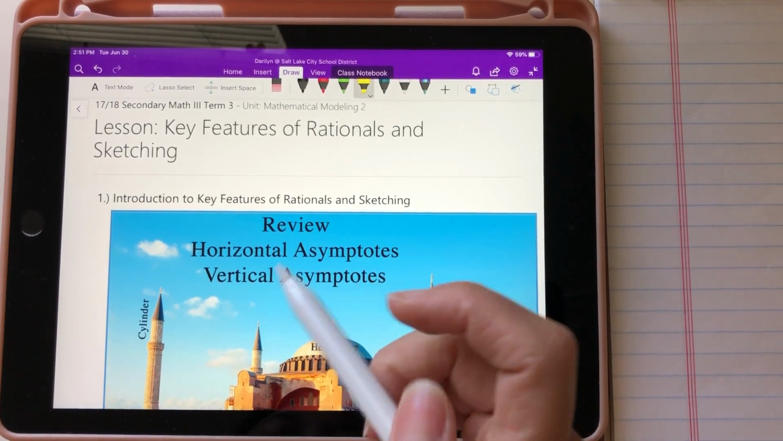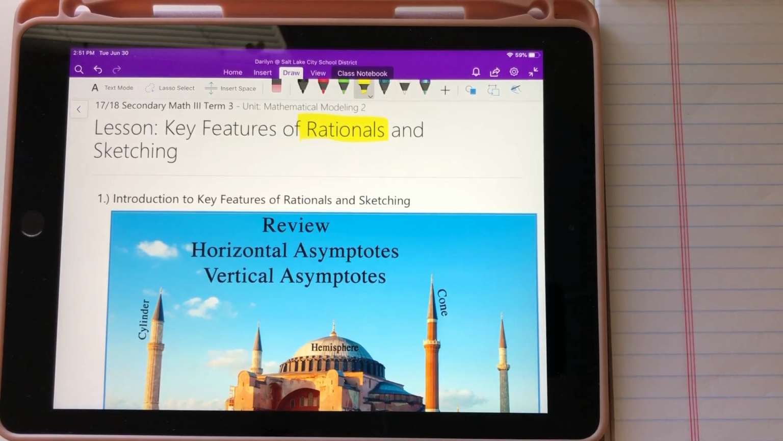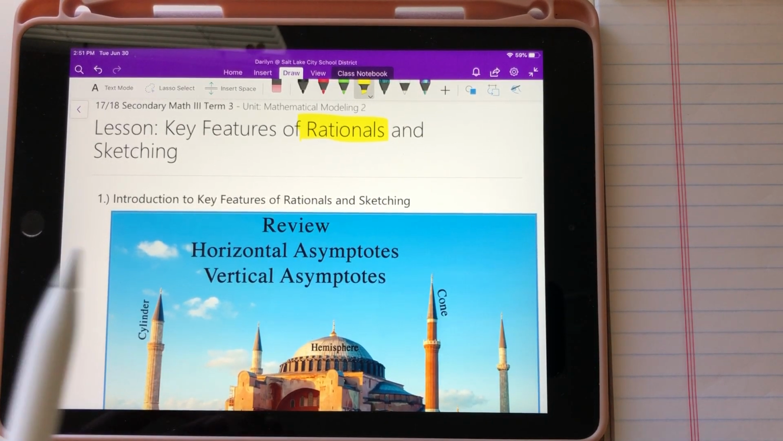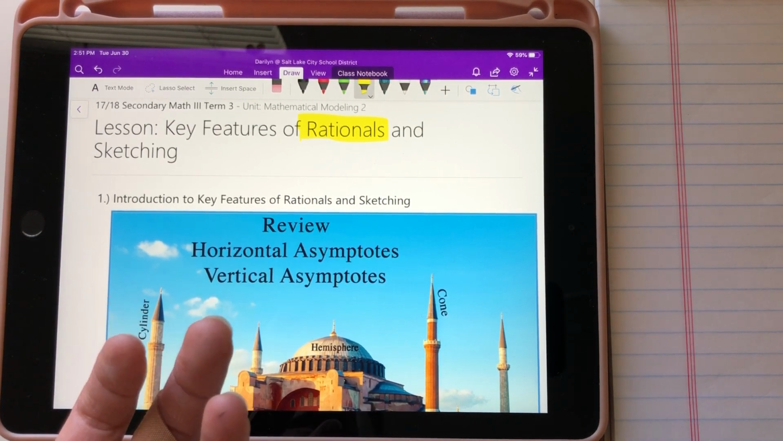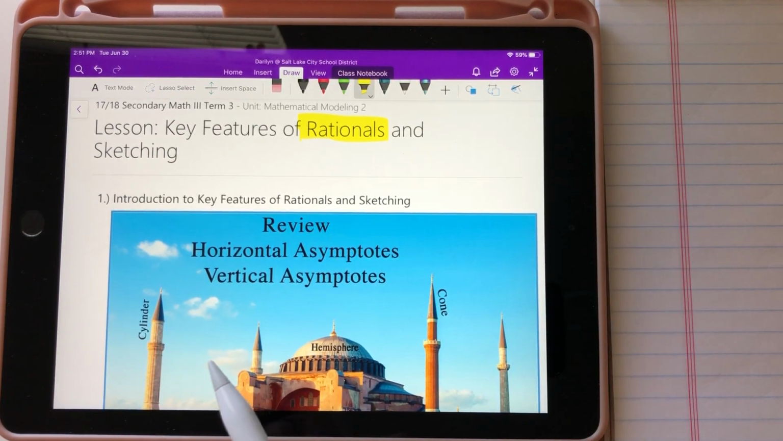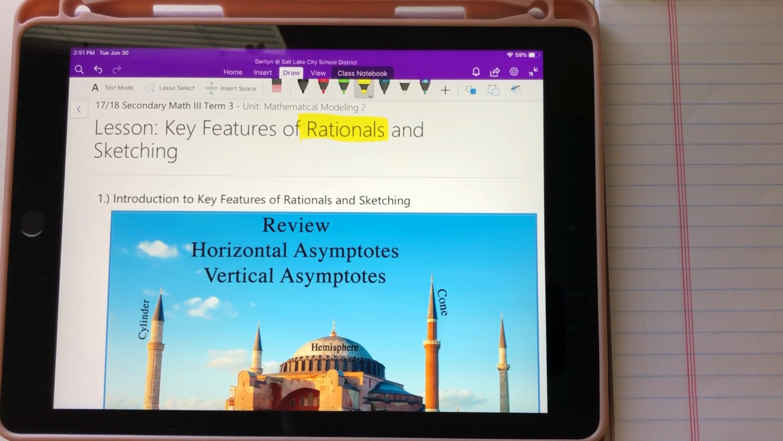So first things first, we have to remind ourselves what a rational even is. A rational is something that looks like a fraction and has a variable in the denominator, because a fraction like 1/2, that's actually not a rational. I mean, it's a rational number, but not a rational graph.